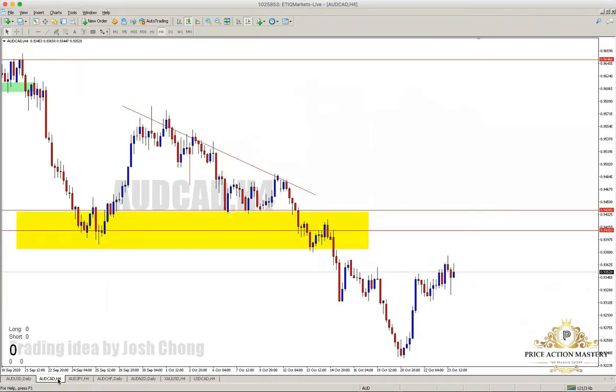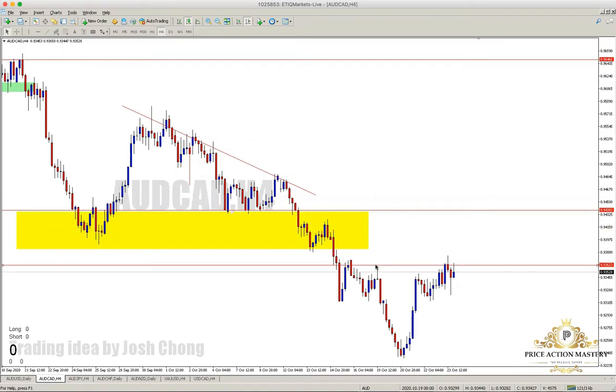Next will be AUD CAD. As you can see, this is the lower high area. This is the lower low, and then this is the lower high, and then the market creates a new lower low. Therefore, when the market comes back to this entire area, it's still considered a sell trend. So sell will be much better than looking for a buy option. Sell here, and the stop loss will be using this area.